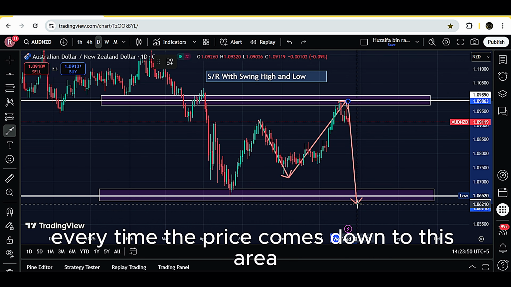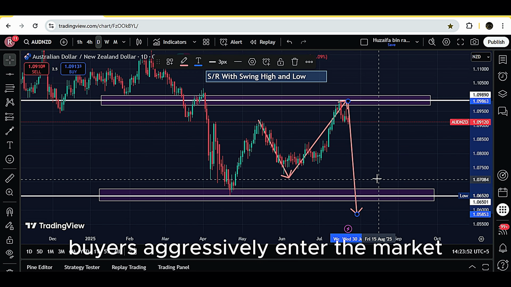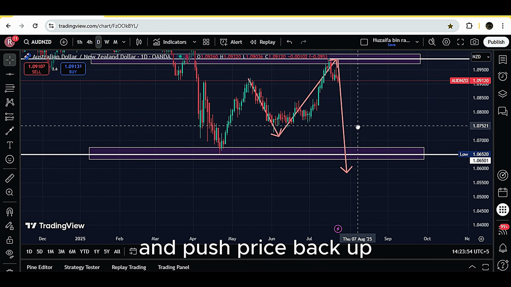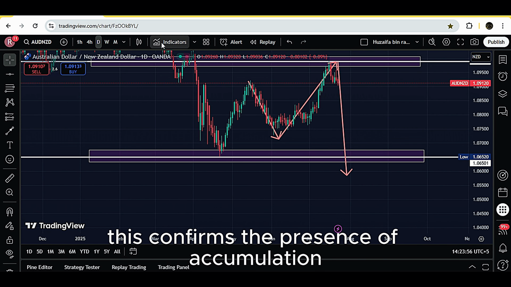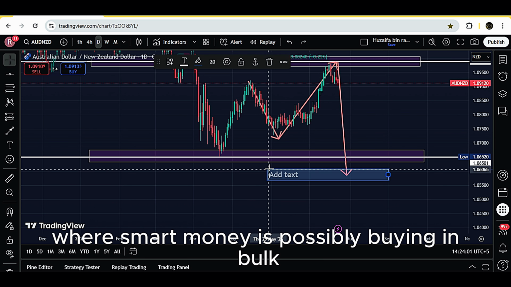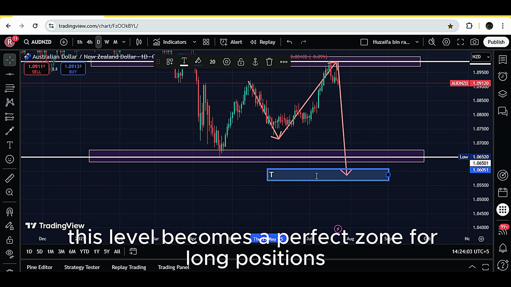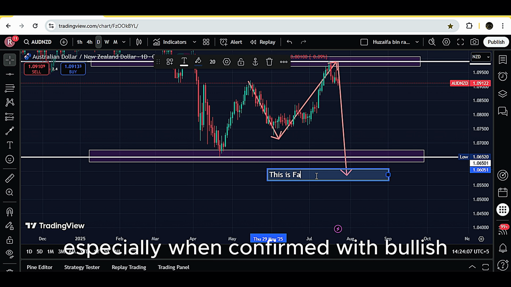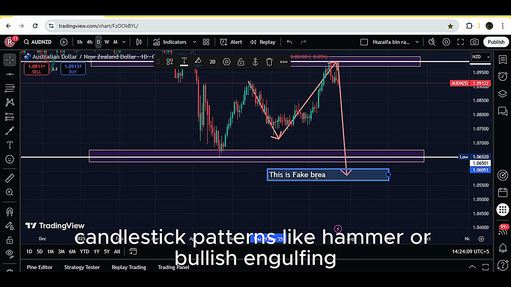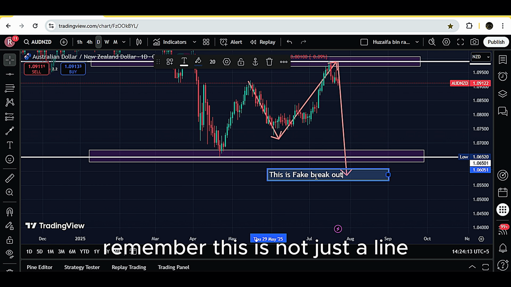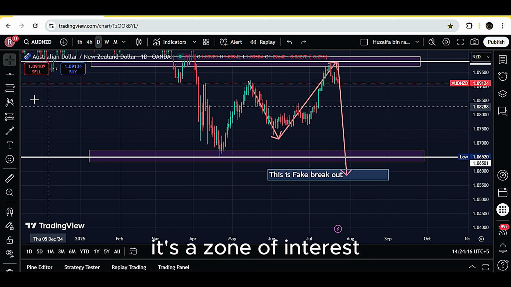Every time the price comes down to this area, buyers aggressively enter the market and push price back up. This confirms the presence of accumulation, where smart money is possibly buying in bulk. This level becomes a perfect zone for long positions, especially when confirmed with bullish candlestick patterns like hammer or bullish engulfing. Remember, this is not just a line, it's a zone of interest.